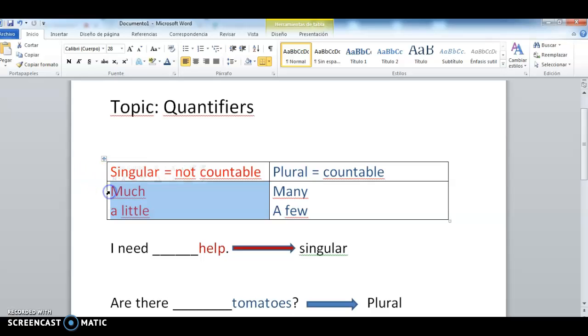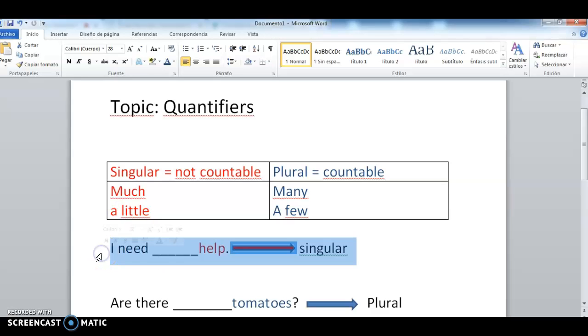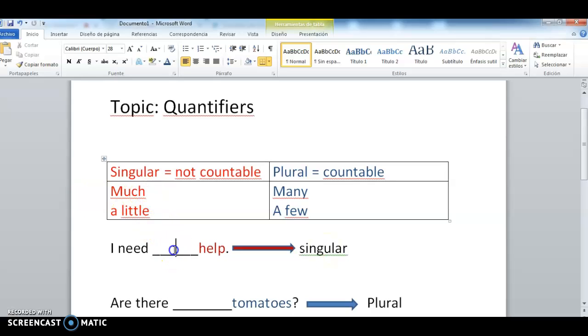Entonces voy a usar much o voy a usar a little. Entonces, esto es para que haya coherencia. Busco en la oración algo que me dé una pista si estamos hablando de algo singular o plural. Ojo, la pista va a ser después del cuantificador. En este caso, el cuantificador yo sé que estaría acá. Ok, necesito espacio ayuda. Como yo sé que la ayuda es algo singular, no es algo que se pueda cuantificar en singular o plural, podría usar much o podría usar a little. Yo usaría little.